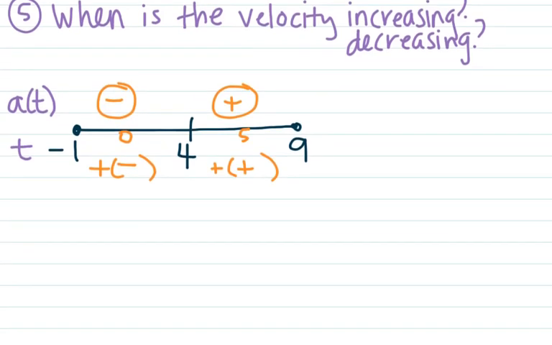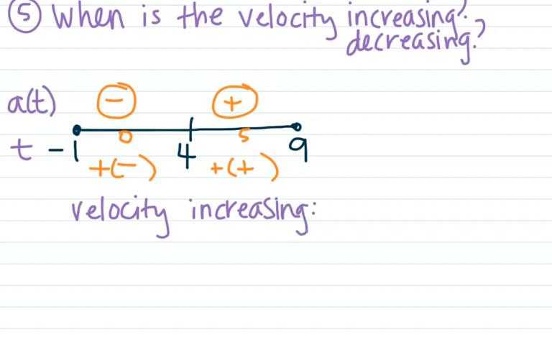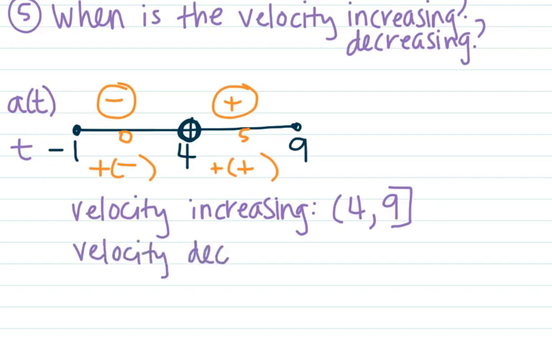So now we're going to be able to state that the velocity is increasing from 4 to 9, and I forgot to put that. You can't include 4 here, because again, that's where the acceleration is 0. So it's not increasing or decreasing there. So from 4 to 9, 9 is inclusive. And then velocity is decreasing on the lower half from -1 to 4.